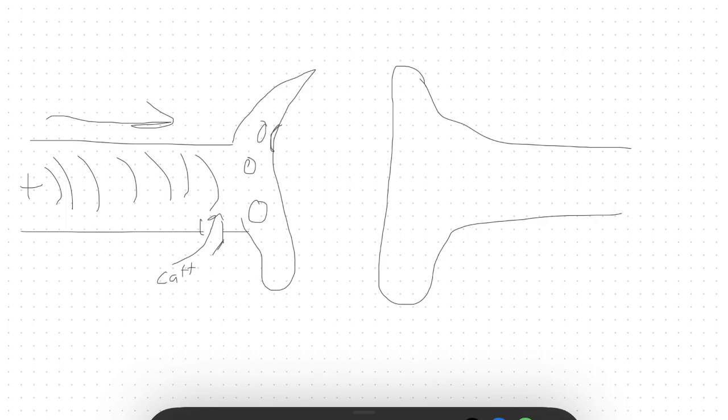Calcium influx leads to fusion of synaptic vesicles with the presynaptic membrane and release of neurotransmitters into the synaptic cleft. The neurotransmitters diffuse across the synaptic cleft and bind to receptors on the postsynaptic membrane, causing ion channels to open or close.